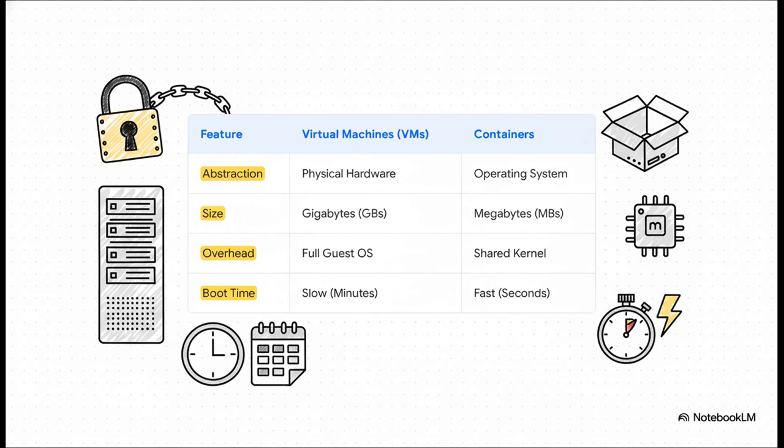Let's just break this down by the numbers. VMs abstract hardware, containers abstract the OS. That leads to a crazy difference in size. We're going from gigabytes for a VM down to megabytes for a container. And the startup time? A VM can take a few minutes to boot up its whole OS. A container? It can start in seconds. It's a whole different league of speed.